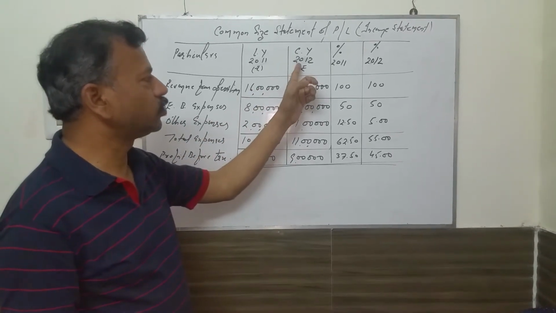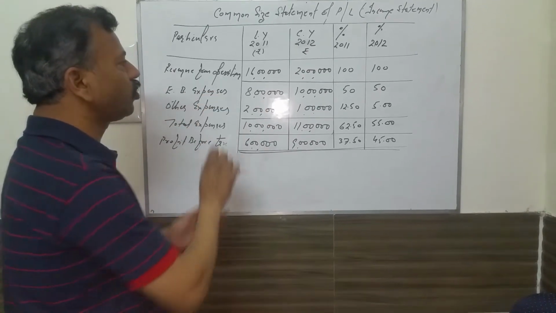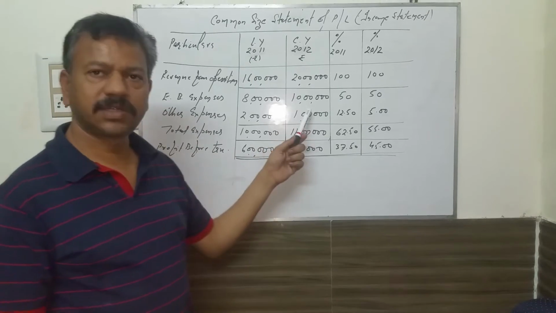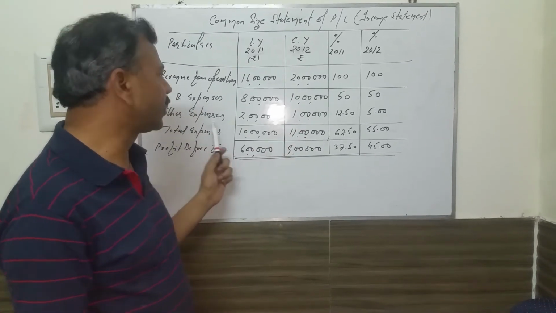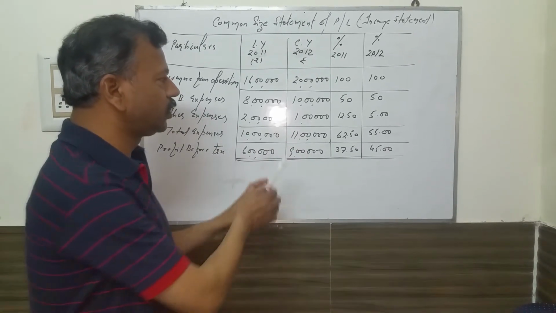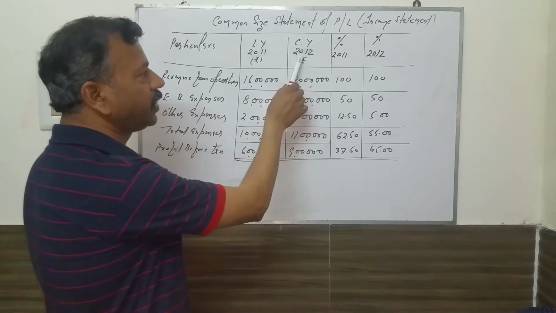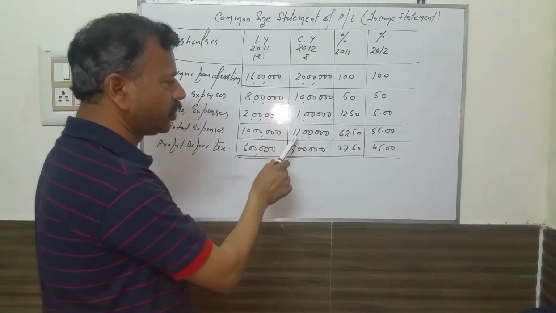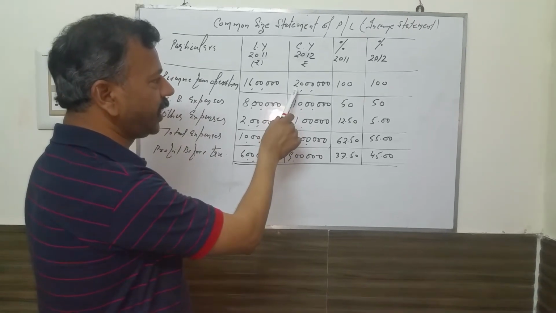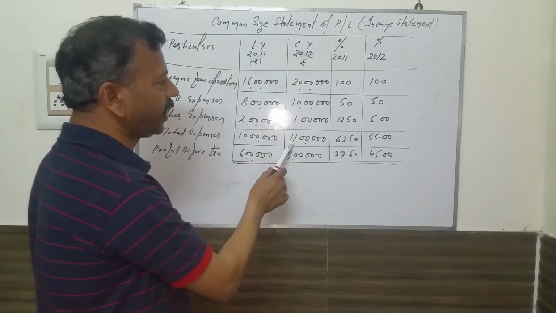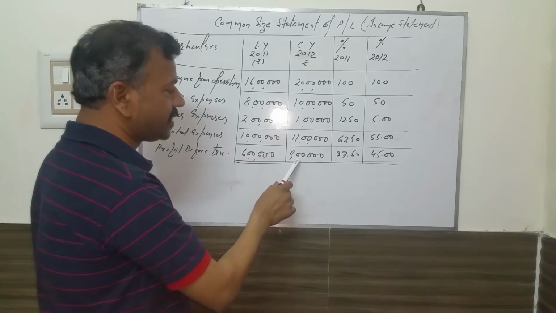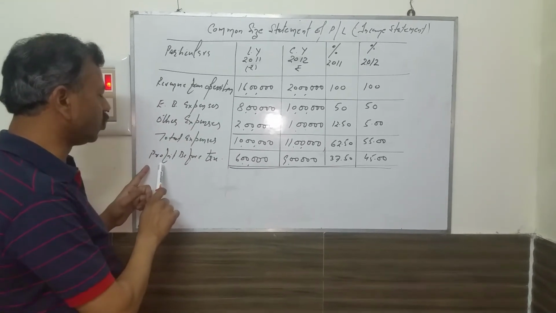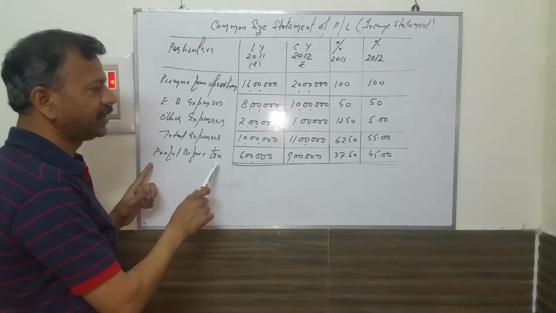Current year 2012, revenue from operation 20 lakh, employee benefit expense 10 lakh, other expense 1 lakh. Total expense in 2012 is 10 lakh plus 1 lakh, equal to 11 lakh. So 20 lakh minus 11 lakh, you will get 9 lakh. 9 lakh, you know very well, is your profit before tax.